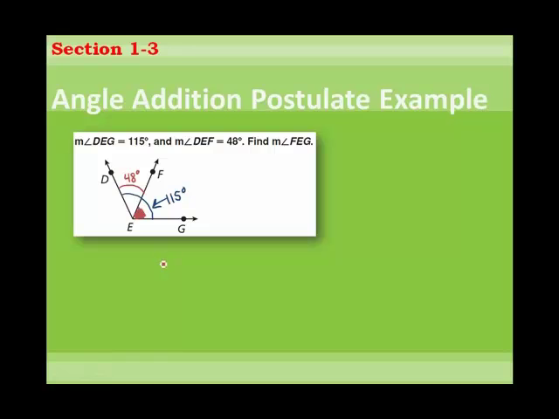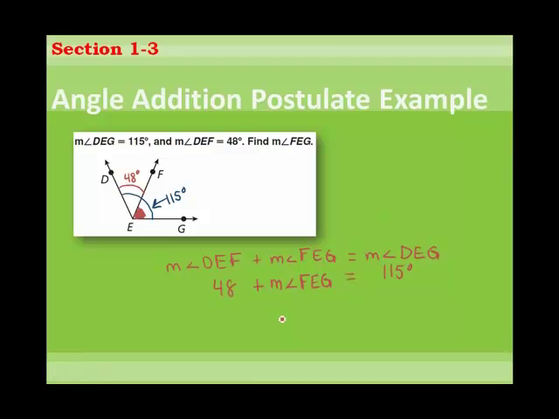Okay, so if we set this up using the angle addition postulate, we can say that the measure of angle DEF plus the measure of angle FEG would be equal to the measure of angle DEG. Now we can substitute in what we know. We know that this angle is 115 degrees. We don't know the measure of angle FEG. That's what we're trying to find. And then we know that the measure of angle DEF is 48.